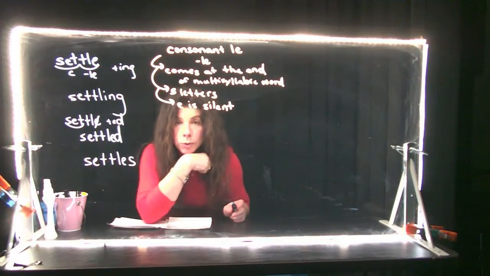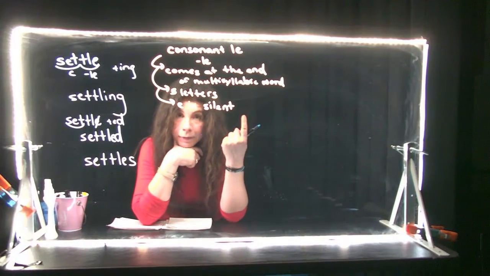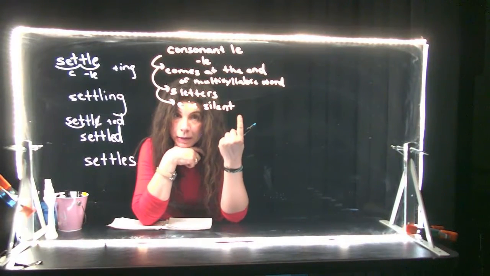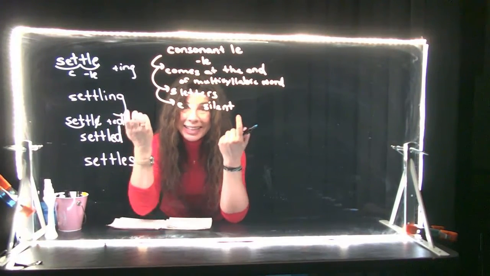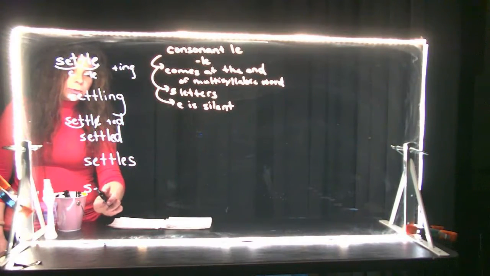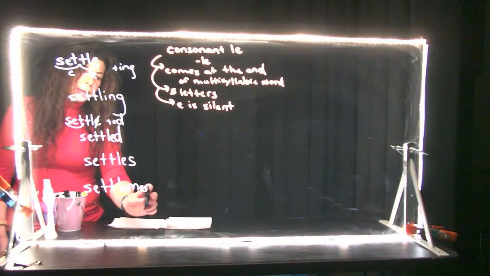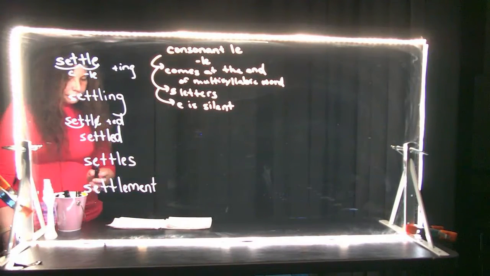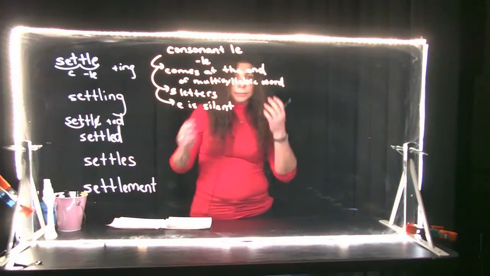Very similar rule to your vowel consonant e, right? So if you're adding a vowel suffix, you drop that e. If you're adding a consonant suffix, you keep it. So if you want to say the pioneers made a settlement, ment is a consonant suffix. So in that case, you would keep the e, settlement. Does everyone have that down?